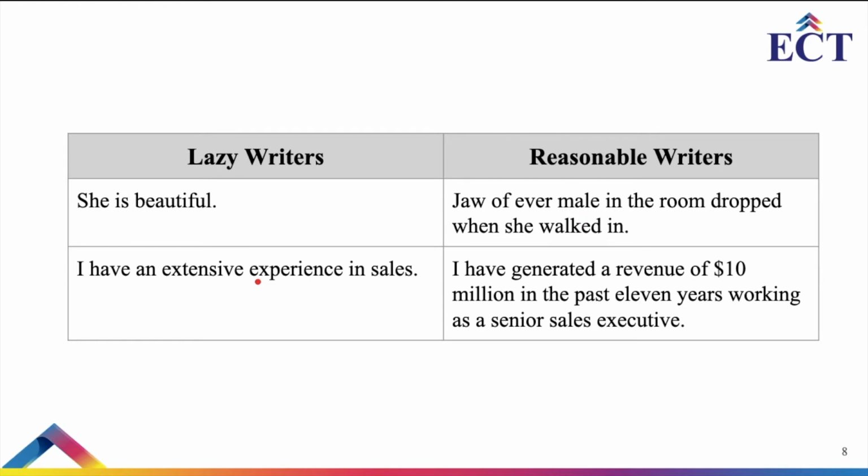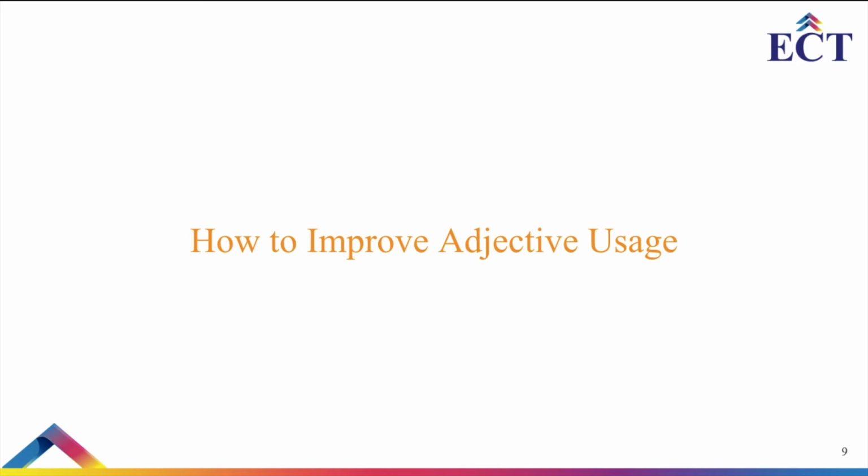And the same is the case with this other example. I have an extensive experience in sales. I have generated a revenue of $10 million in the past 11 years working as a senior sales executive. The second example is much better. It gives a lot more information than the first example. Now let's see how you can improve adjective usage.